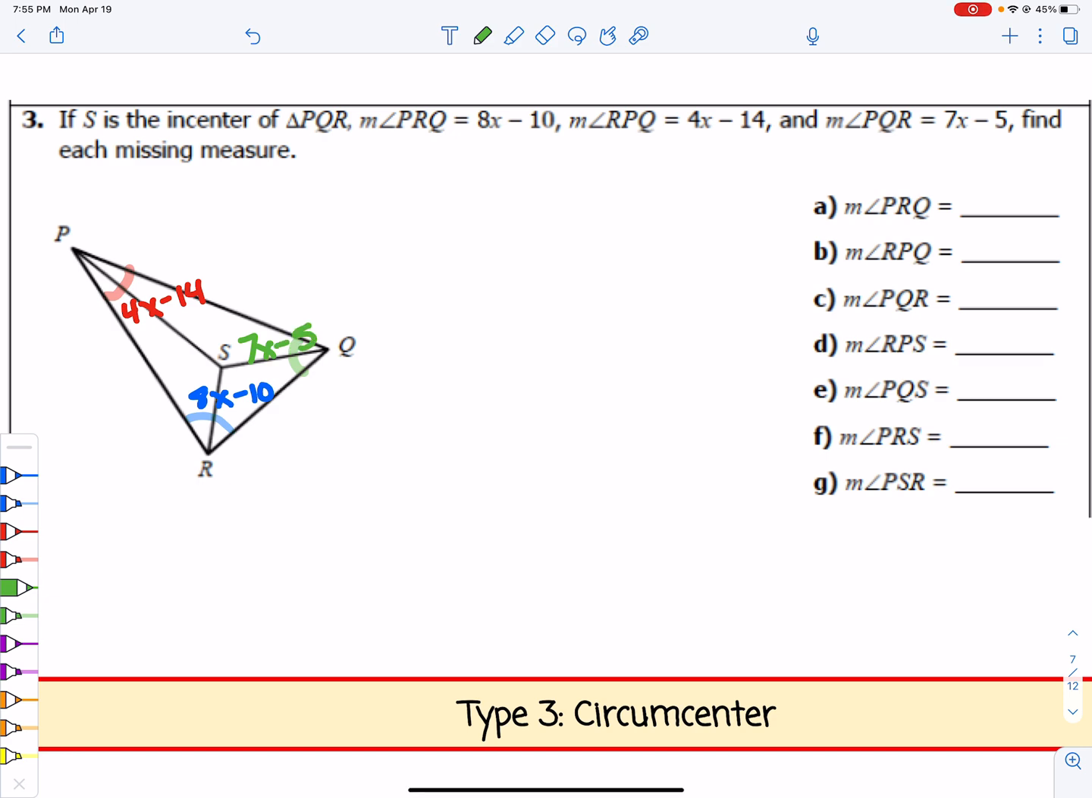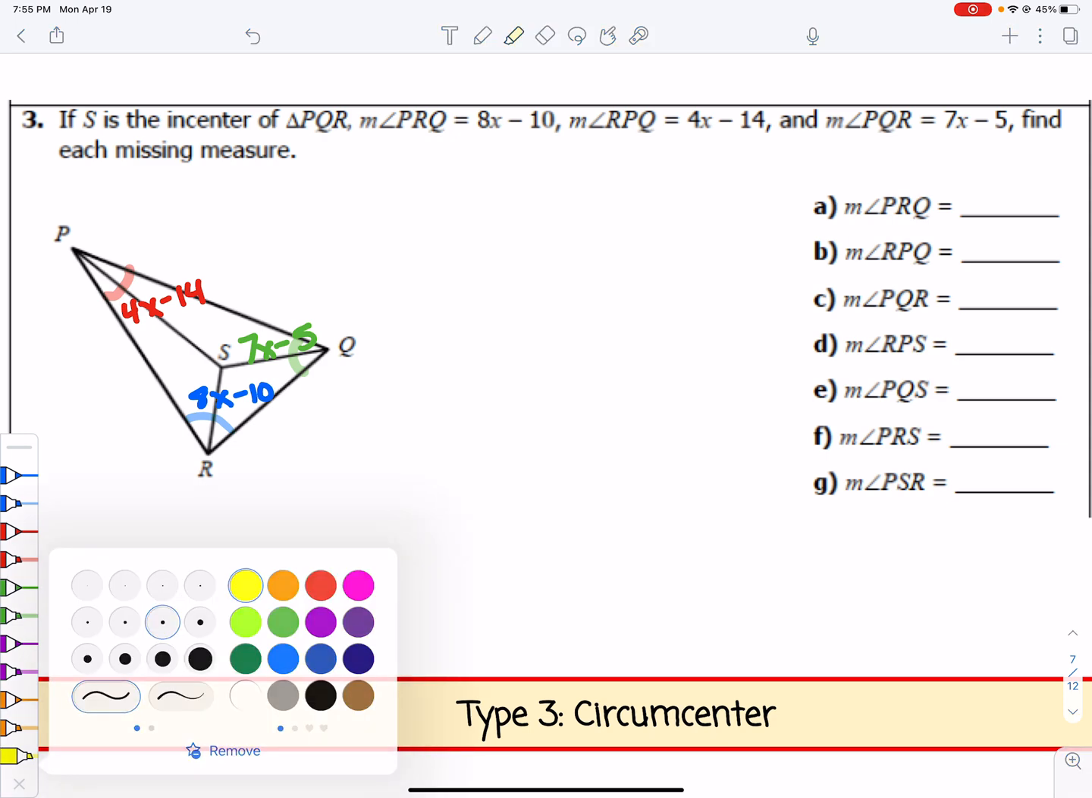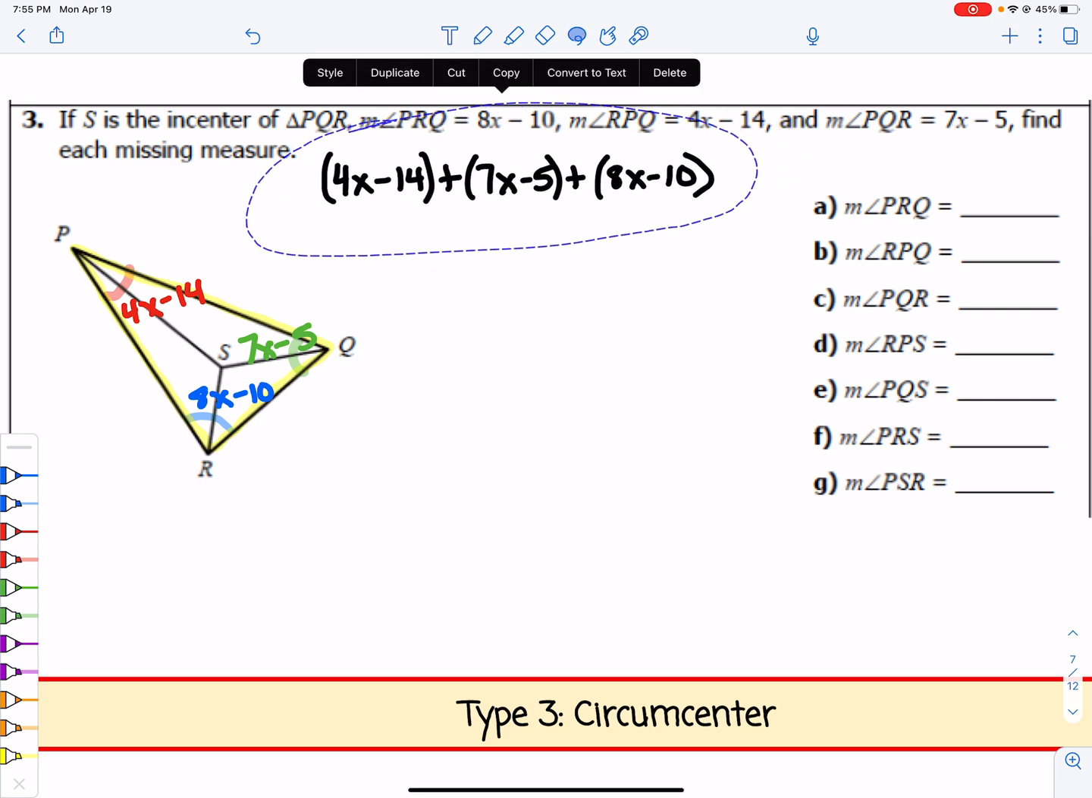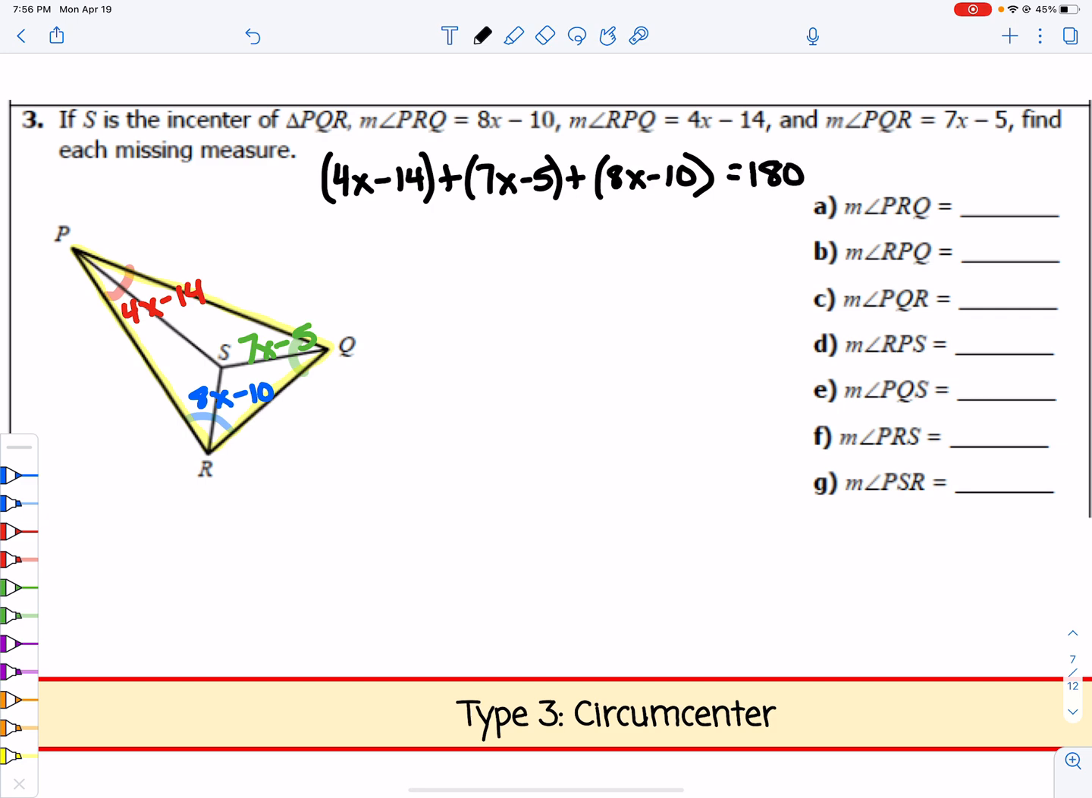So notice they want all of these angle measures for your triangle. Let's start by noticing that this is all going to add up to what a triangle adds up to, which is 180. Since these 3 angles they've given you all form a whole triangle, let's just add them all up to 180 to figure out x first. That's the first step. So 4x minus 14 plus 7x minus 5 plus 8x minus 10 would all equal 180 is our first step.